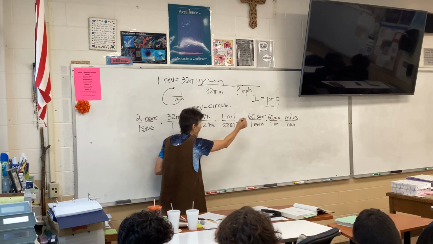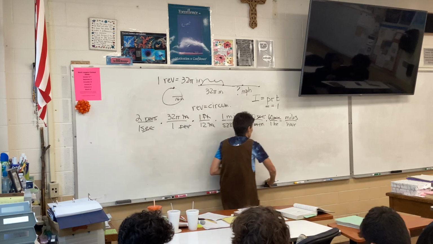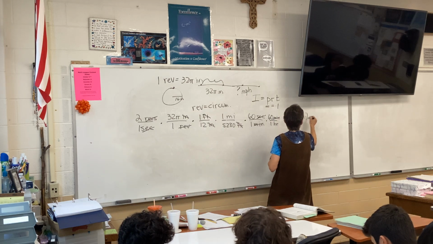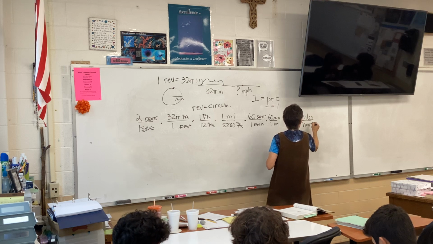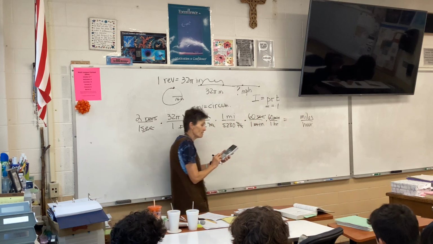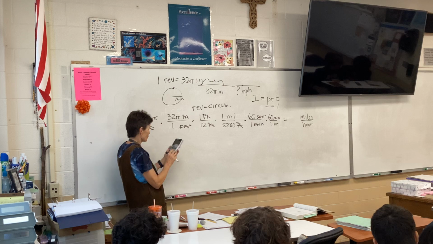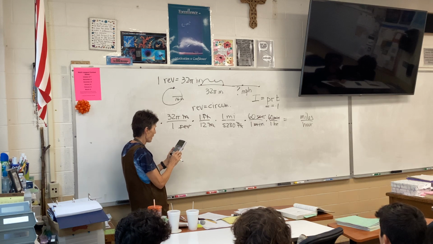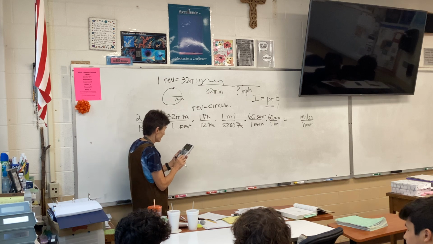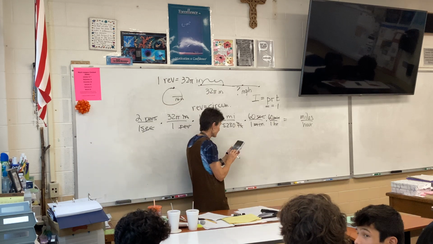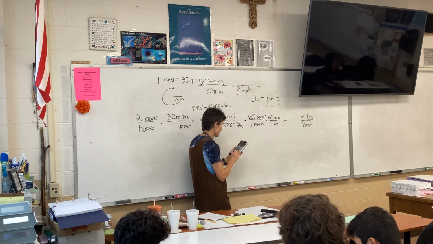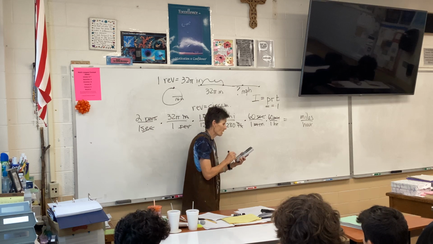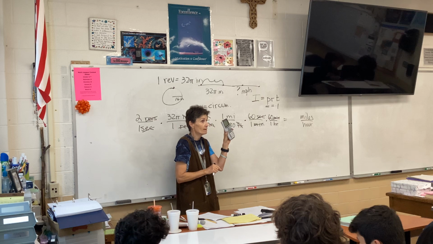Everything on the top, remember this is going to be my answer here. Everything on the top is going to be multiplied. So 2 times 32 pi times 60 times 60 is a big number, okay?